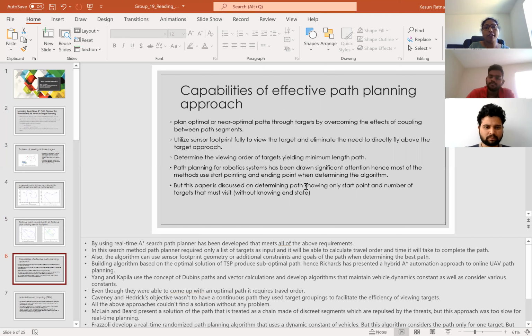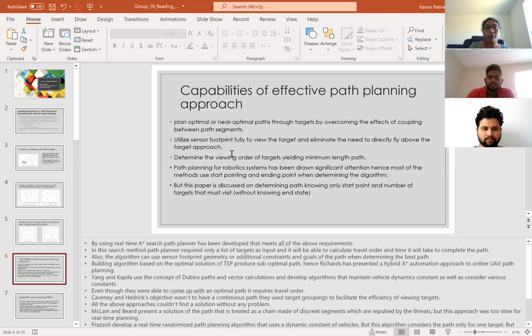The capabilities of effective path planning approaches. So a real-time A-star search path planner has been developed to meet all of the above requirements we have discussed, but plan optimal or near optimal path through the targets by overcoming the limitations that we have in the aircraft, something we have to pay much more attention to when we are doing this. So utilize sensor footprint, fully weave the target and eliminate the need to directly fly above the target.